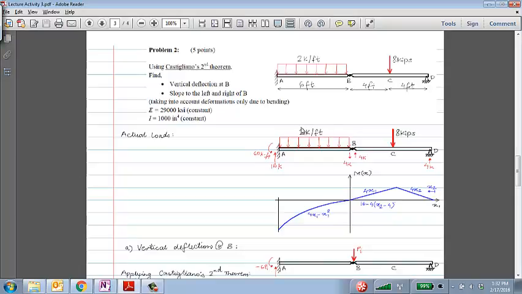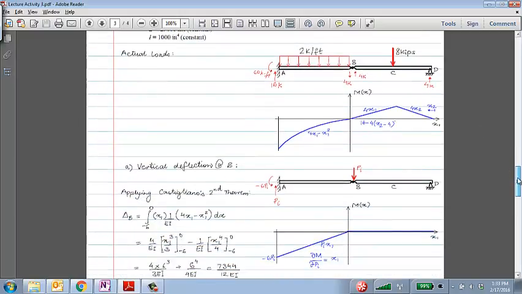Okay, so for this problem, the first thing, like any other Castigliano's method problem, is to solve the actual system, the actual structure with the actual loads, and I'll let you verify that this should be the bending moment diagram. Clearly, moment here should be 0. And so essentially the right segment acts as a simply supported beam and the left segment acts as a cantilever beam. So that's the actual loads.